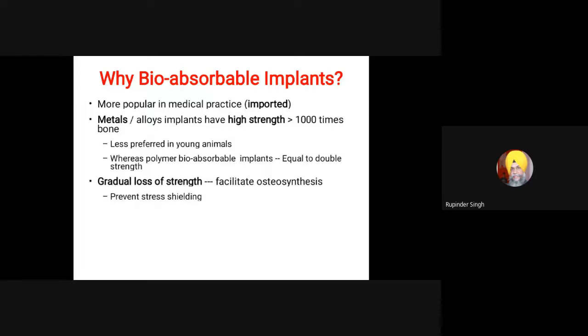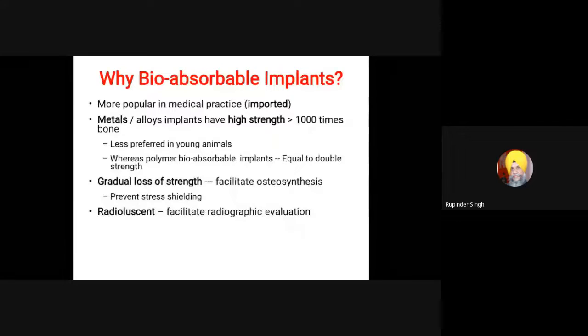Then it is radiolucent. Radiolucent means that with a metallic implant, because of the high density, the region of the bone which is covered by the implant is not visible at the site of the implant. The bioabsorbable implant will be quite good for radiographic examination as well.